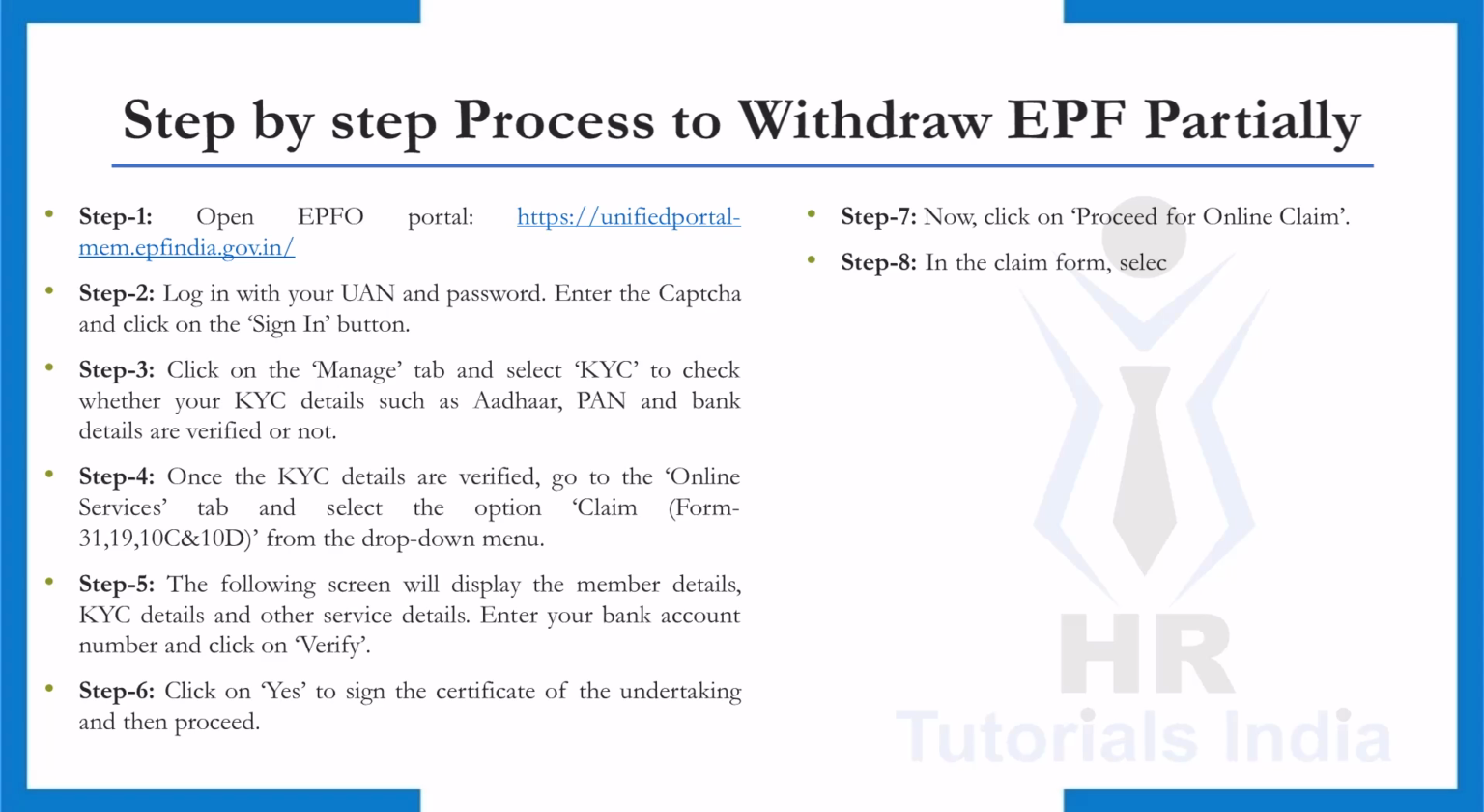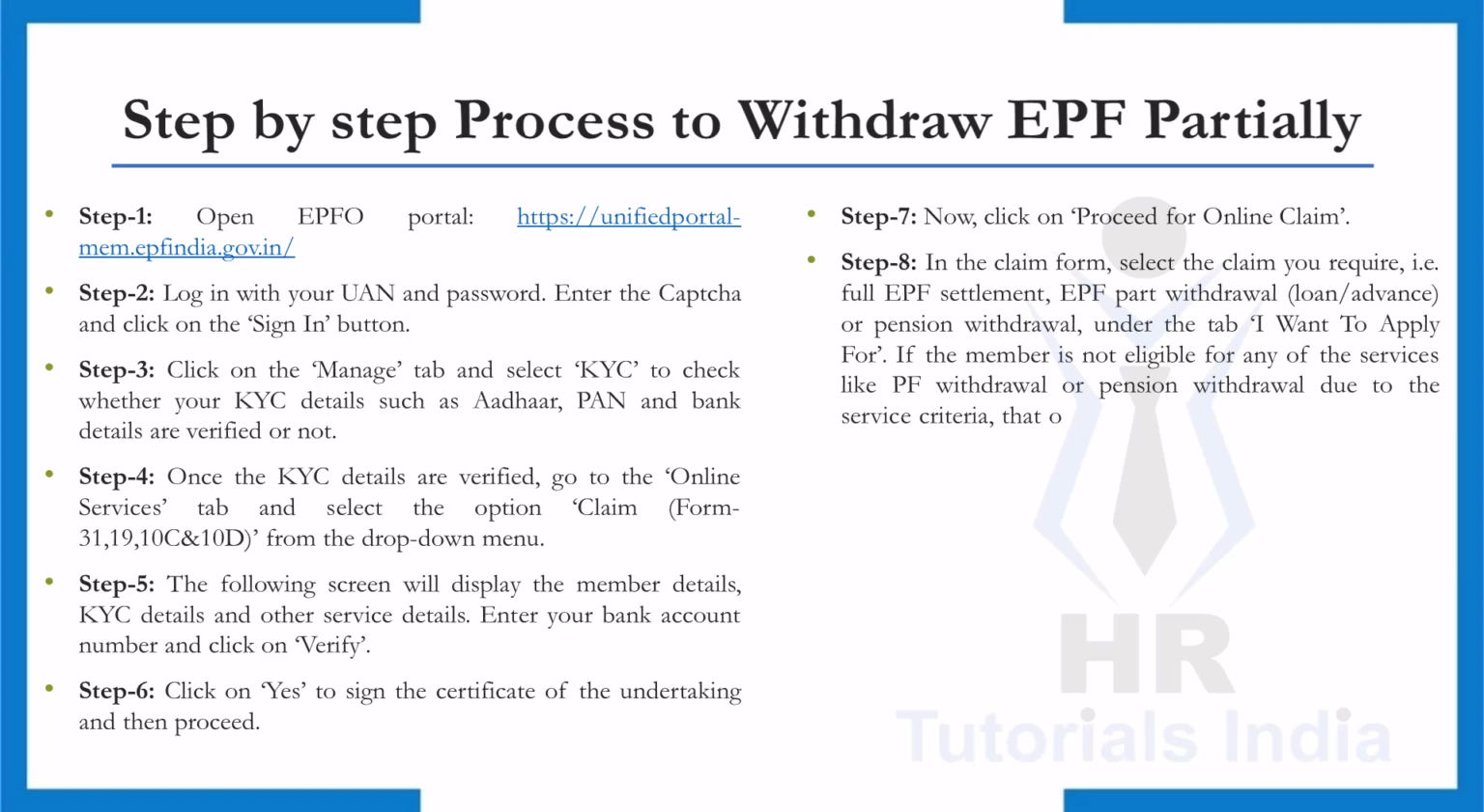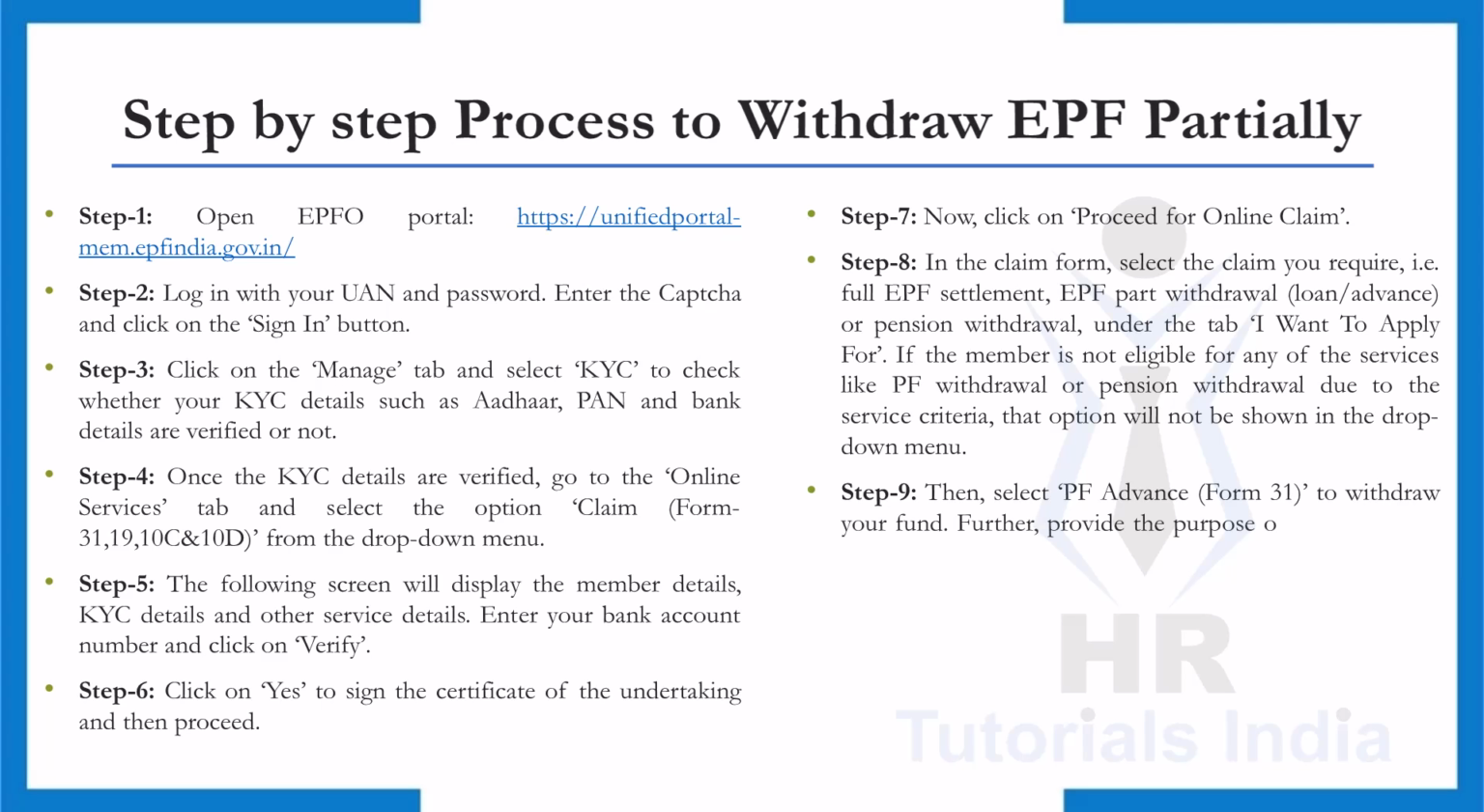Step 8. In the claim form, select the claim you require, that is full PF settlement or PF partial withdrawal, loan or advance or pension withdrawal under the tab I want to apply for. If the member is not eligible for any of the services like PF withdrawal or pension withdrawal due to the service criteria, that option will not be shown in the drop-down menu. Step 9. Then select PF Advance Form 31 to withdraw your fund. Further provide the purpose of such advance, the amount required and the employee's address.